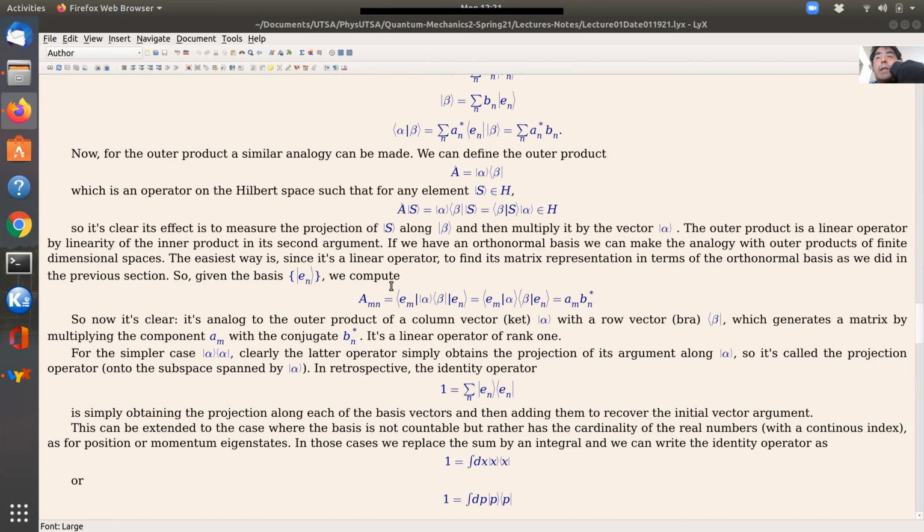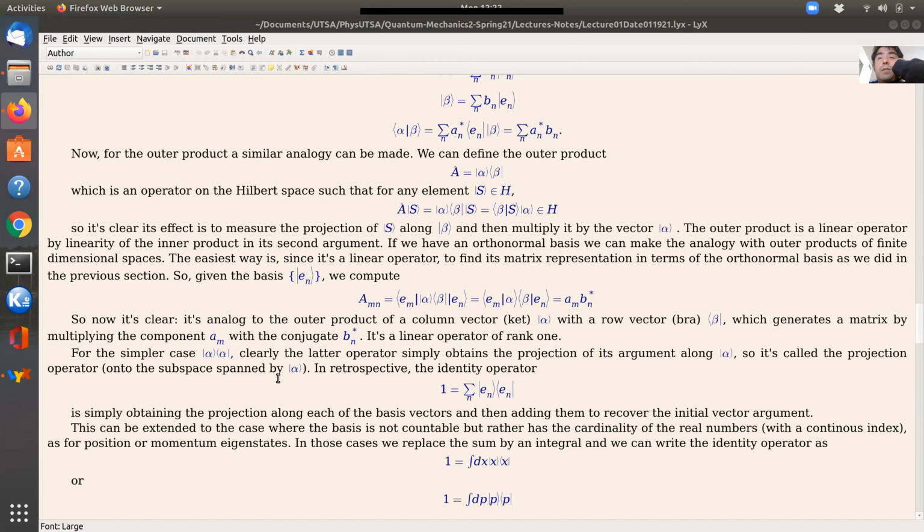Now, there's a simpler case, what happens when you take beta equal to alpha, right? And so basically what that is doing is simply projecting the argument along alpha. And that is a projector operator onto the subspace, which is of dimension 1, spanned by alpha. Okay, imagine just what we would get here. Basically, if beta was equal to alpha, you will have the component of S with alpha and then expanding in that direction with this ket vector.